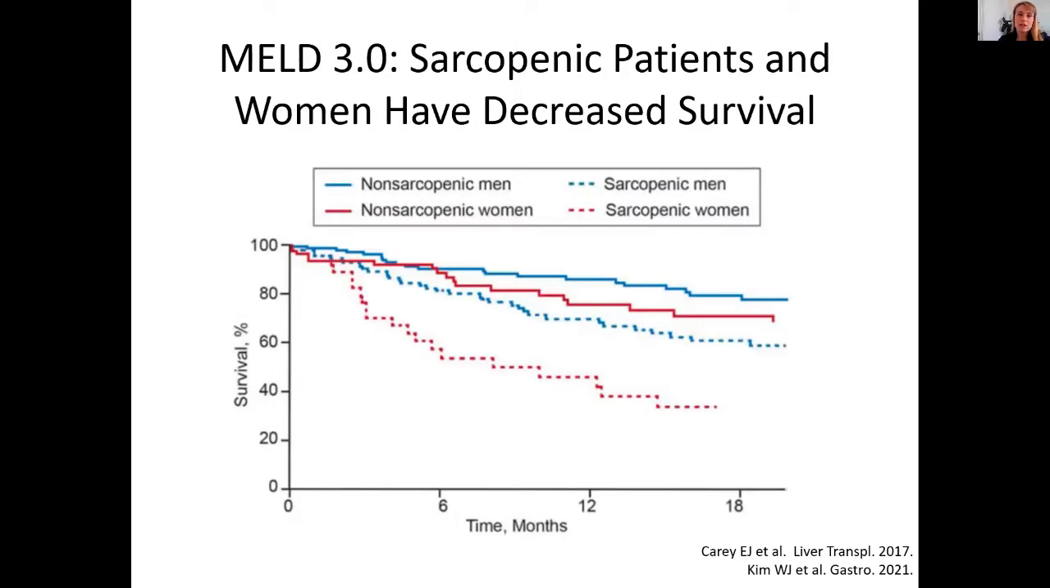We also know that sarcopenia is associated with mortality and that women are disproportionately affected. A new MELD 3.0 may be proposed to more accurately reflect that petite women are disadvantaged on the wait list. It would incorporate female sex, albumin, and create a lower ceiling for creatinine.